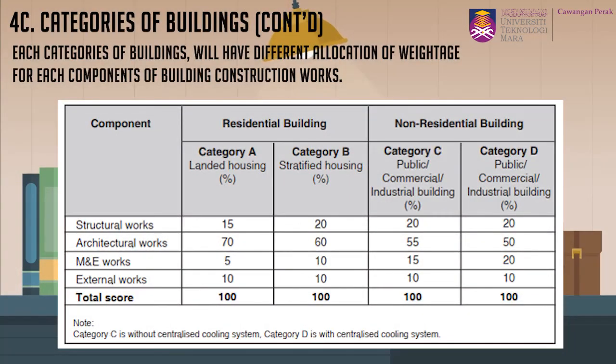As you can see in the table, different categories of building will have different allocation of weightage for each component of building works. For example, as you can see in category A, structural work is 15%. However, in category B, structural work is 20%, the same as category C and category D. So, each category of house has its own allocation for each component that is measured within Qlassic.